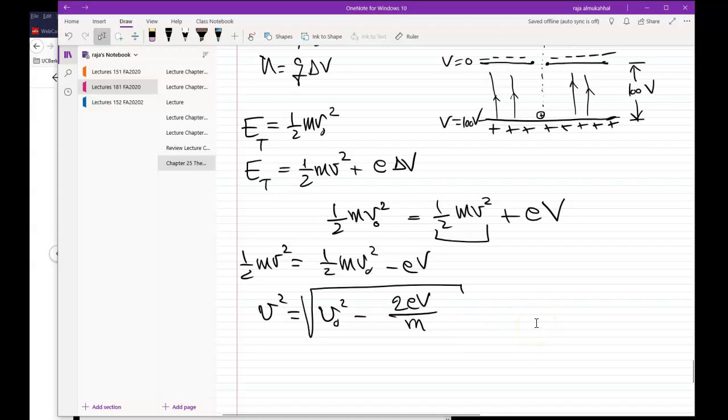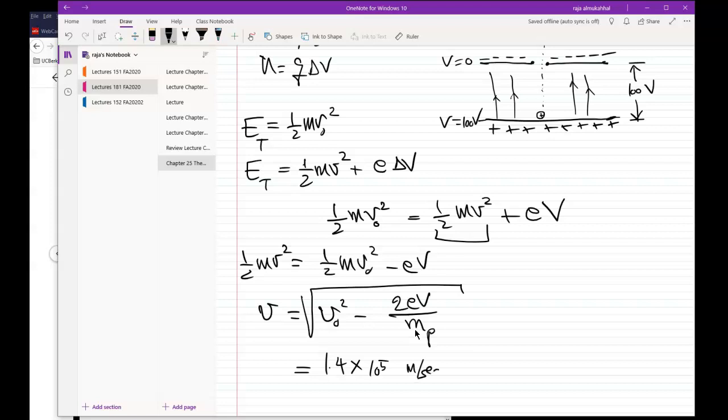And then we just plug in our numbers and it should work out. Everything is given to us. The V0, the voltage is 100, and this is the mass of the proton. And the answer, it's not V squared, that's just a V. When you calculate all of that, he got for the proton 1.4 times 10 to the 5th.